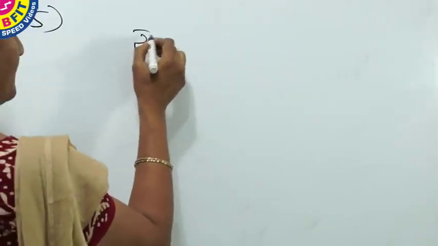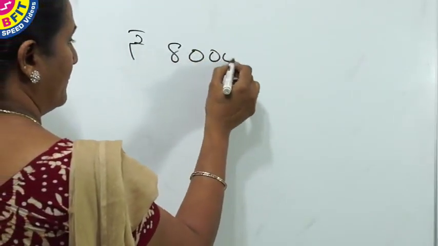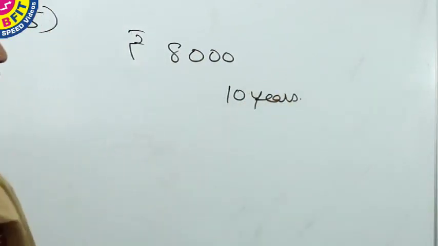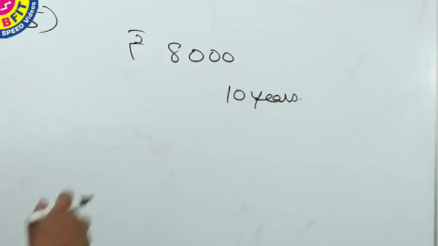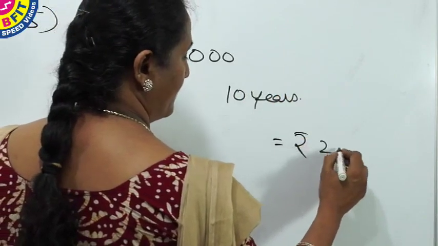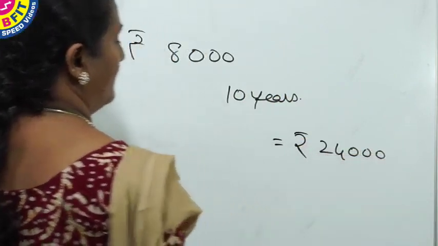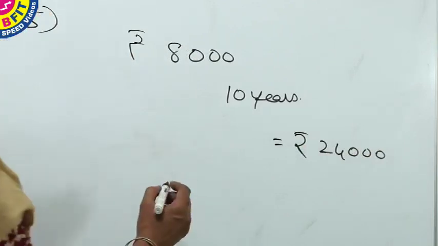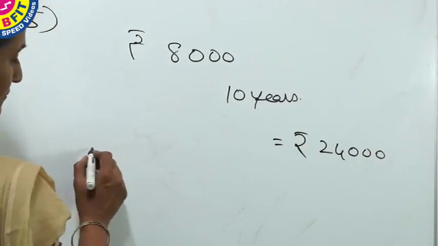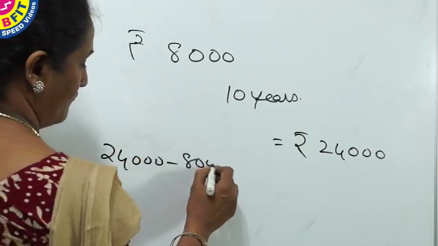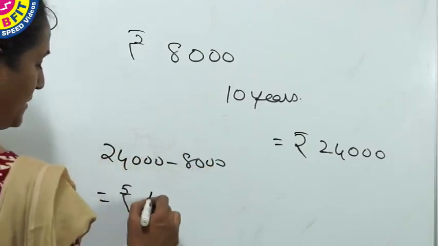So the sum of money deposited is rupees 8,000. After 10 years, this amount is tripled. So the amount got after 10 years is rupees 24,000. So the excess amount which we have got, subtracting, is rupees 16,000.